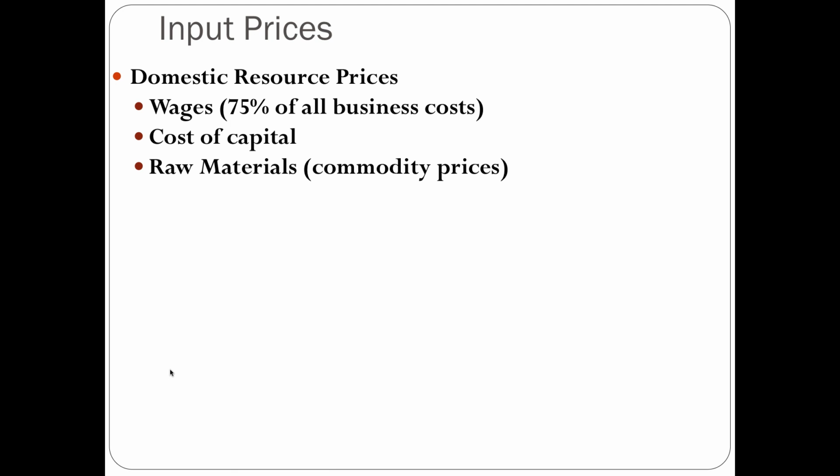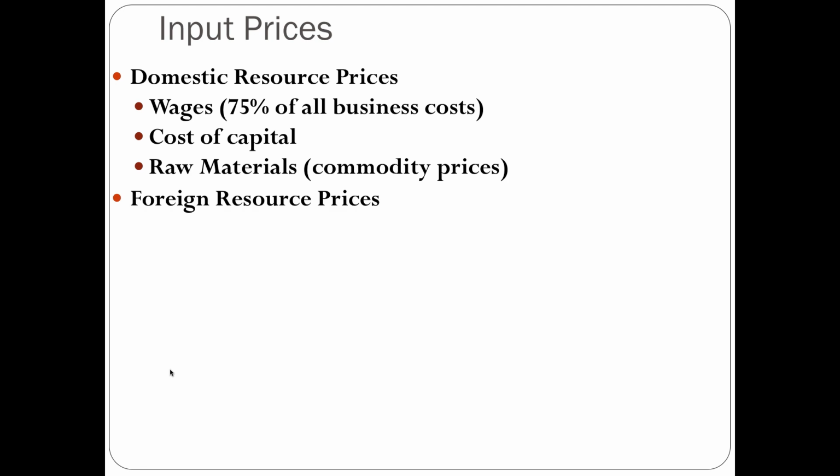If you have lower domestic resource prices, that's going to mean lower input prices, and that's going to mean firms are making more money, more profit. Short-run aggregate supply is going to shift to the right. And then you have the opposite. If you have higher domestic resource prices, then you have higher input prices. That's going to create less profit for suppliers, and short-run aggregate supply is going to shift to the left.